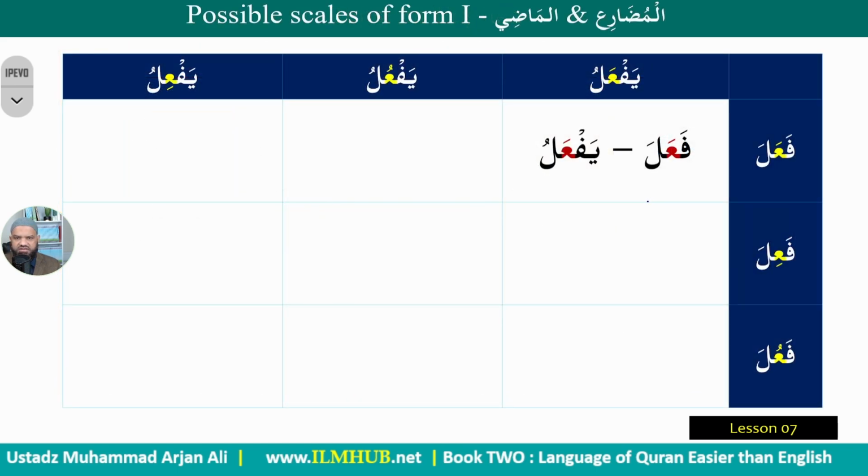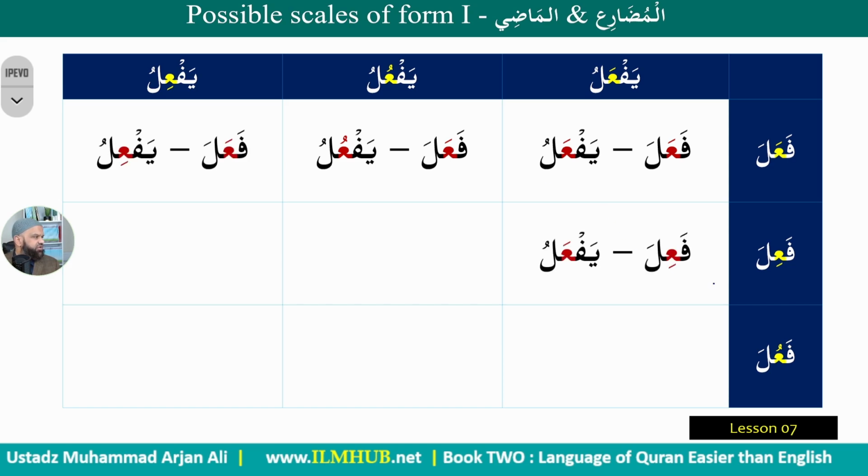So in theory, brothers and sisters, if we say in the madi, we can have fa'ala, or we can have fa'ila, or we can have fa'ula. 3 variations. In the mudari, it's the same thing. We can have yaf'alu, yaf'ulu, or yaf'ilu. 3 on top, 3 down. That gives us 9 combinations. So in possibility in Arabic, we can have fa'ala becoming yaf'alu in the mudari. We can also have fa'ala yaf'ulu, and we can have also fa'ala yaf'ilu.